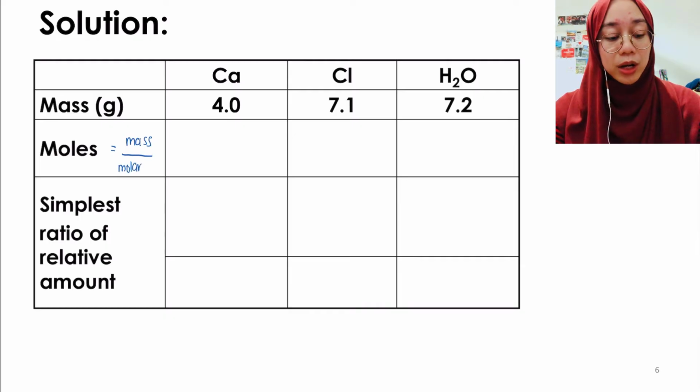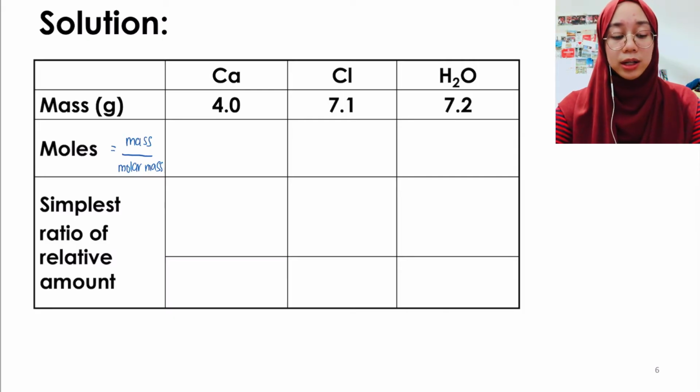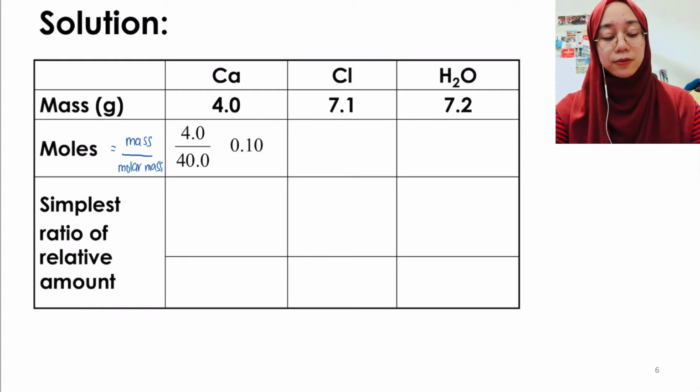So where do we get the molar mass from? You can use your RAM table to determine that. So calcium, since its mass is 4, and then find its molar mass which is 40, therefore you get 0.10.